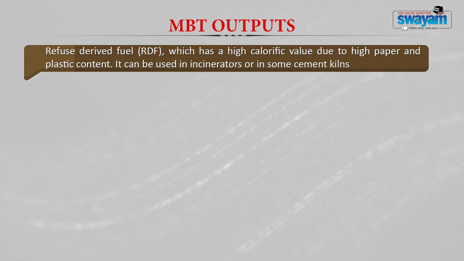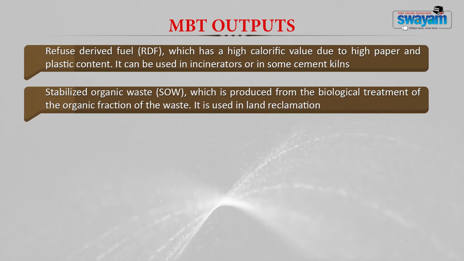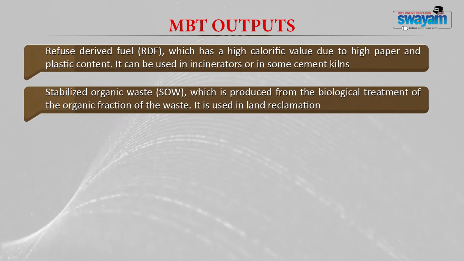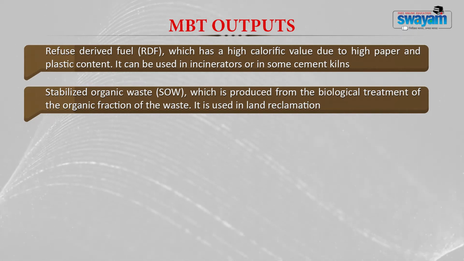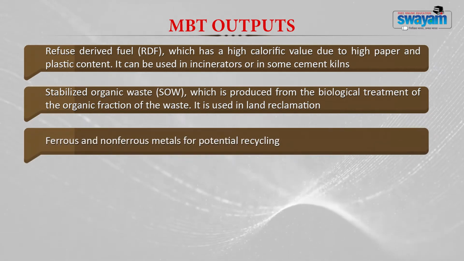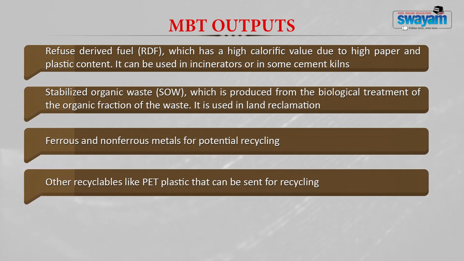The second output that is obtained is stabilized organic waste, in short termed as SOW, which is produced from the biological treatment of the organic fraction of waste. As I told you earlier, it can be used in the land reclamation process. The third output is the ferrous and non-ferrous metals that are potentially separated during mechanical sorting, and you can use them in recycling. Other recyclables like PET bottles and PET plastics can be sent to recycling.